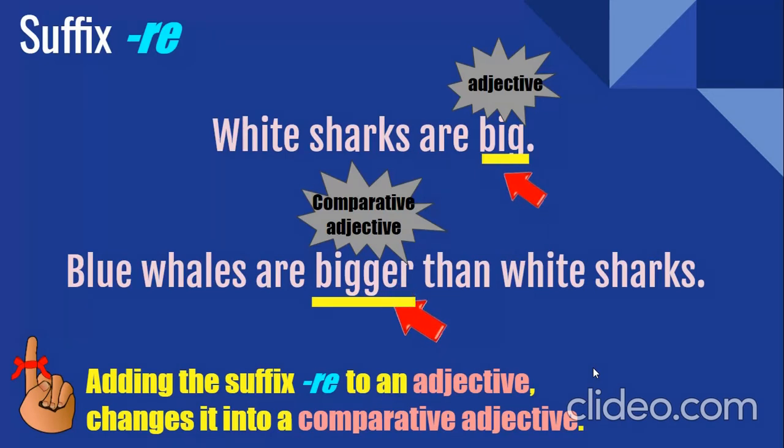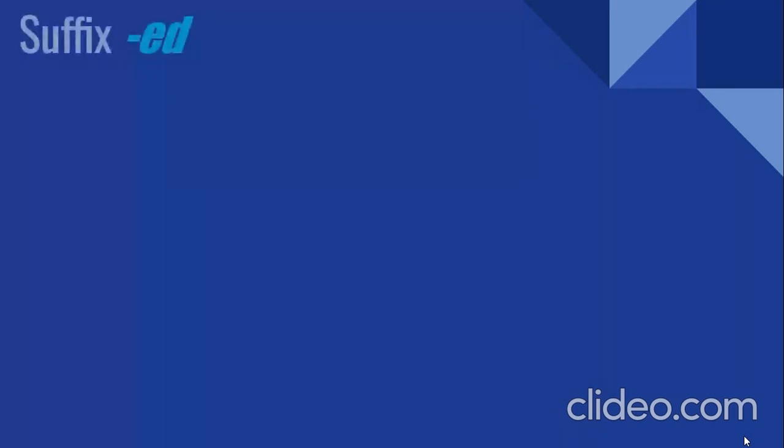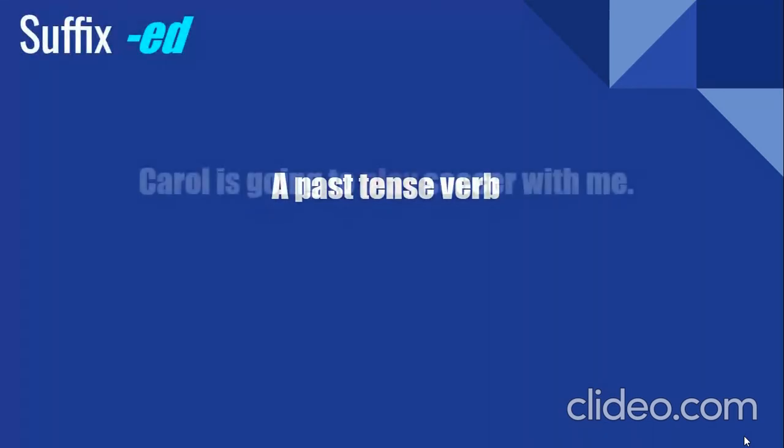So remember that if I add the suffix er to an adjective, then it's going to become a comparative adjective when I'm comparing two different things. Okay? Very good. So this time we are going to look at the suffix ed.